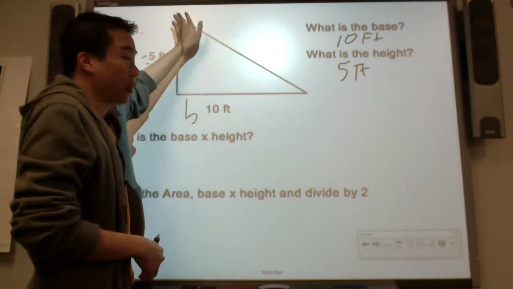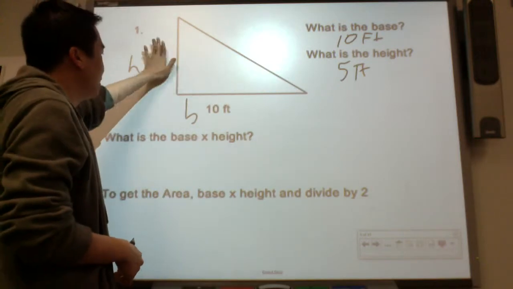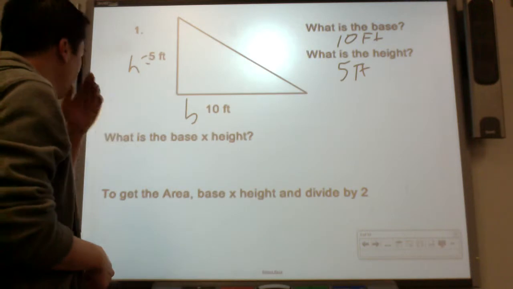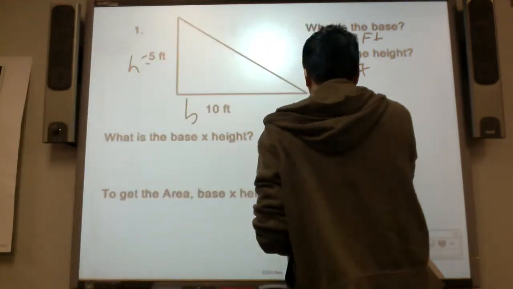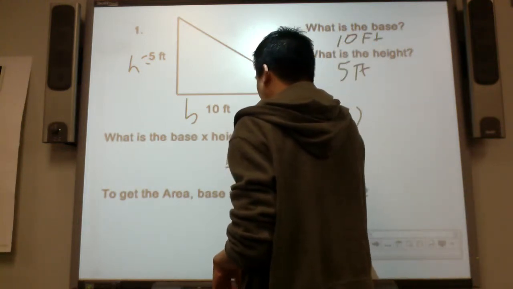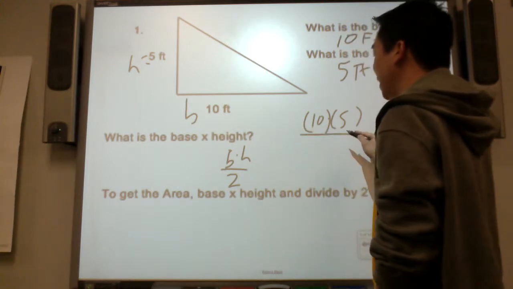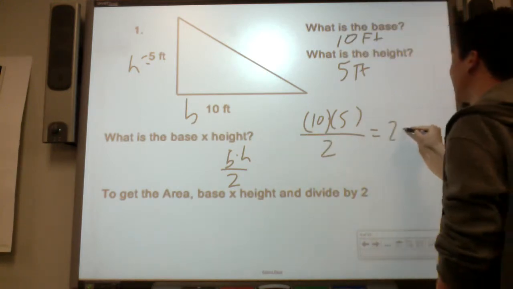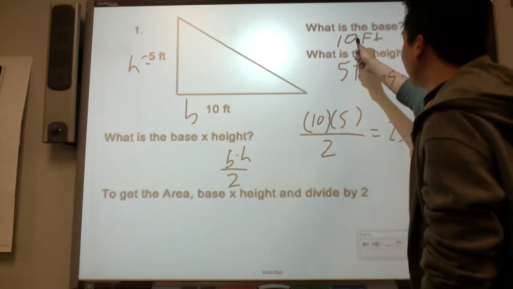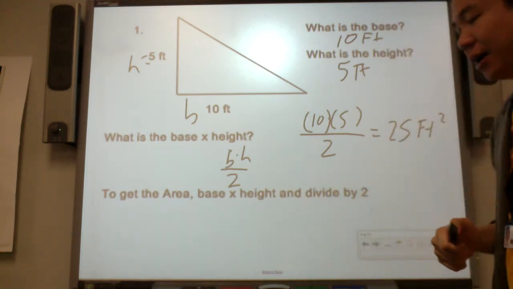In 8th grade, or actually 7th grade, you'll be learning a word called hypotenuse. This is the hypotenuse. We do not talk about that. These are the two sides. So this is the base, this is the height. So 10 times 5, what's the formula again? Base times height over 2, or divide by 2, or half of base times height. So base times height is 50. 50 divided by 2 is 25 square feet. Or you could have done half of the base, which is 5, times 5 is 25 square feet.